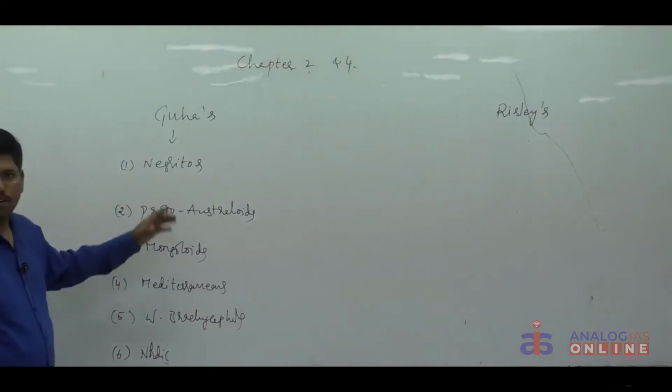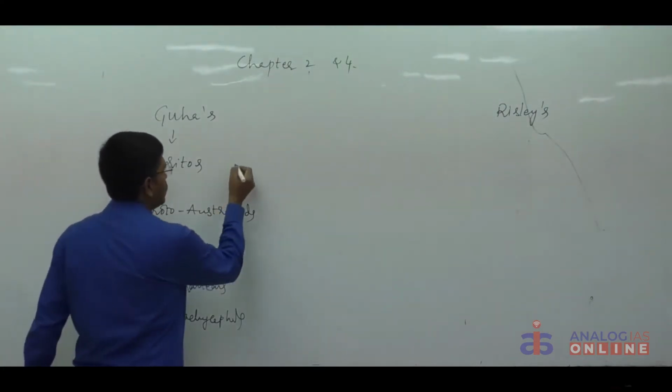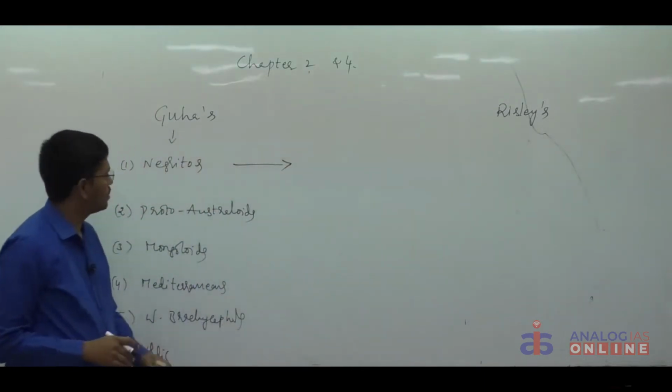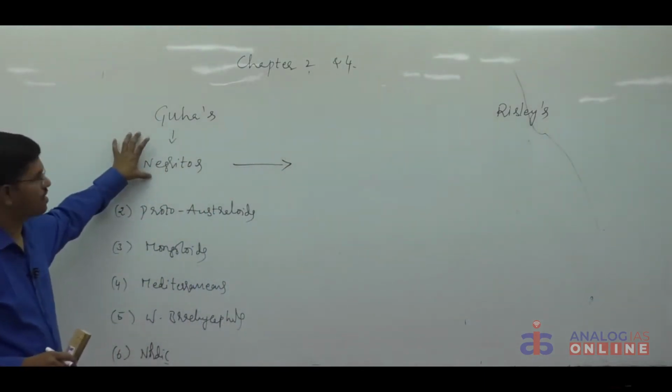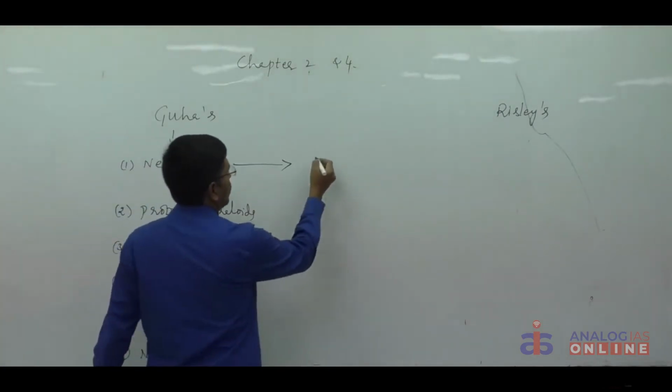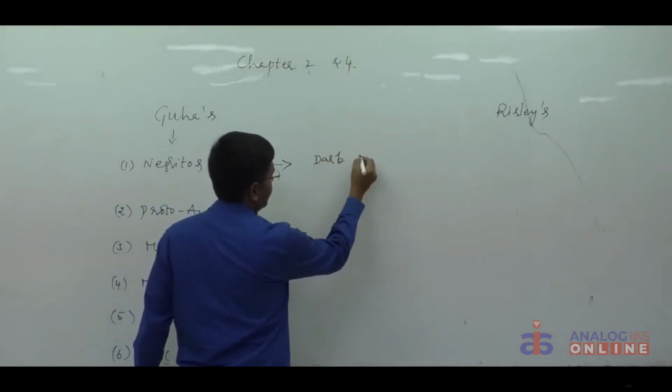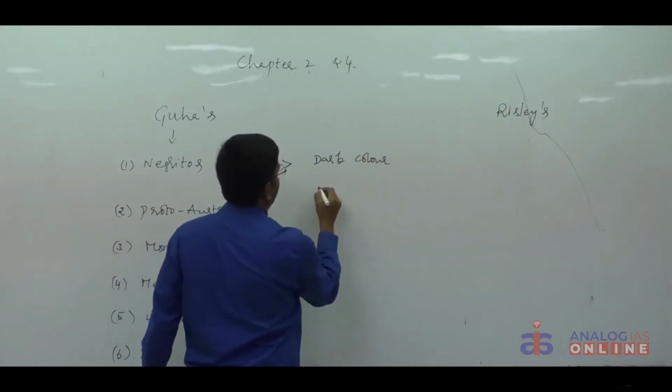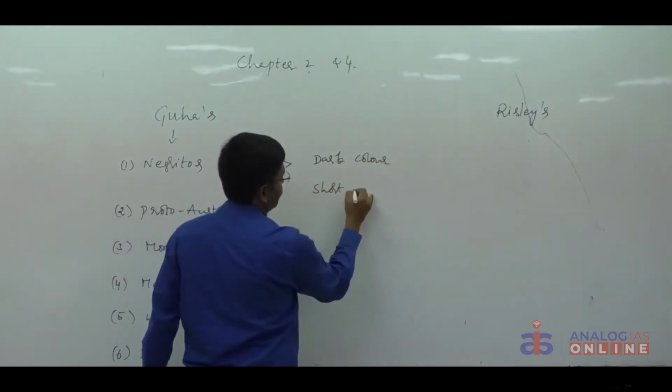Let us discuss all these characters one after another. Negritos means everyone is well aware of the characteristics of negritos. They are black colored people, short statured people. That's why dark colored skin, short statured people.